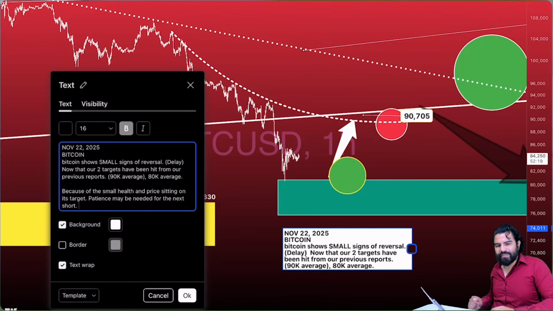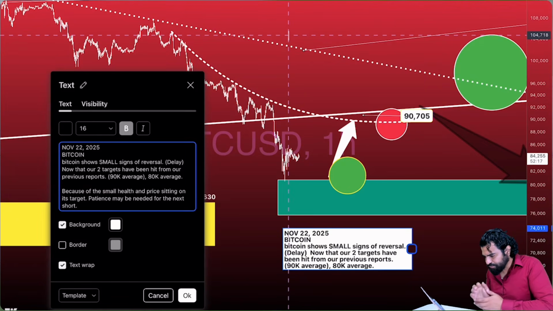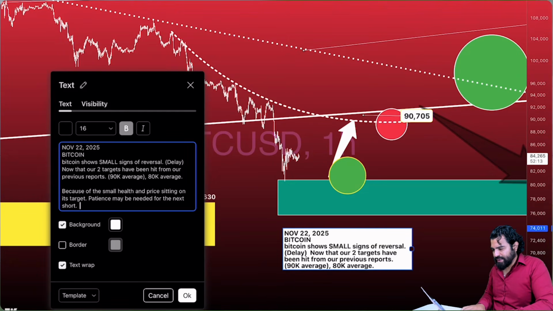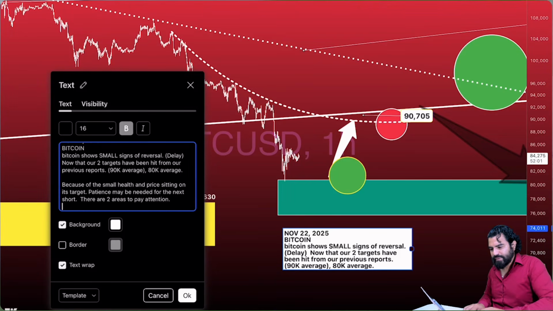For those of you who have been making money on the shorts, praise God. You need to be patient for the next one. I'll show you. There are two areas to pay attention to. Set alerts. All of you, set alerts. Pay attention. Here they are.